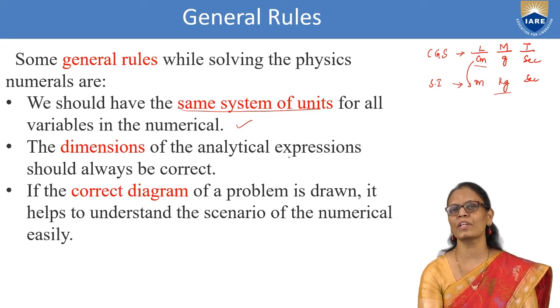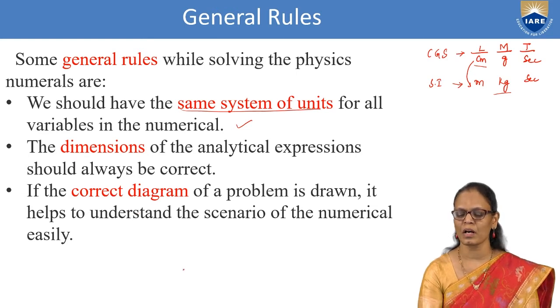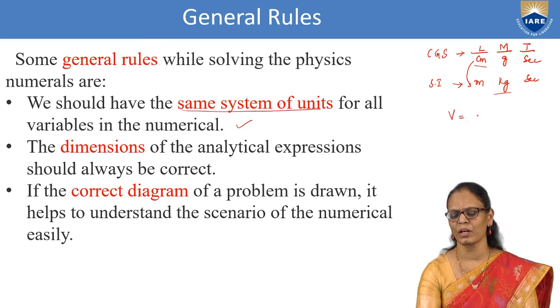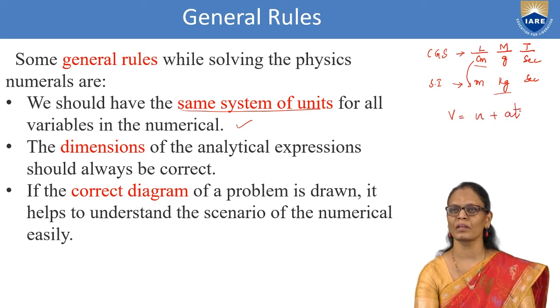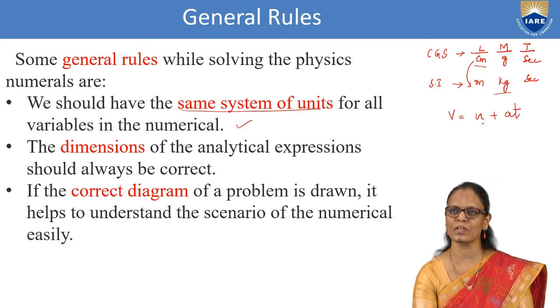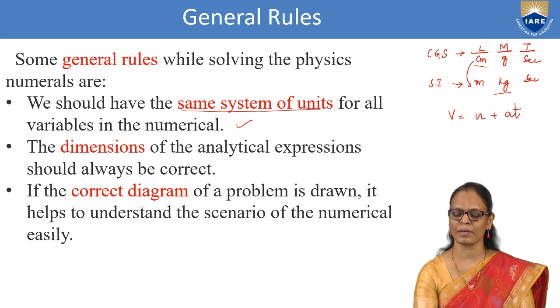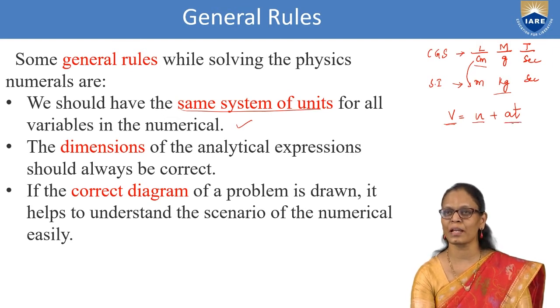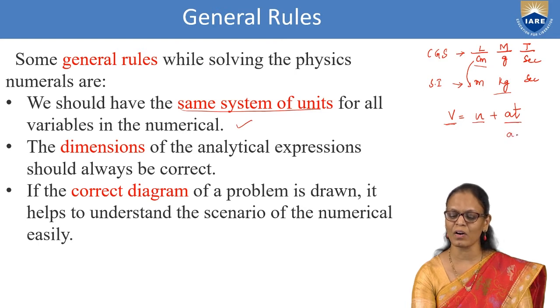And the dimensions of the analytical expression should always be correct. When I'm talking about dimensions, I'll give you one more example, from the equations of motion. v is equal to u plus at, where v is the final velocity, u is the initial velocity, a is the acceleration and t is the time. Whatever dimensions you have for v, you should also have the same dimensions for u and for at. If you are writing just a or just t, it is wrong. You understood?